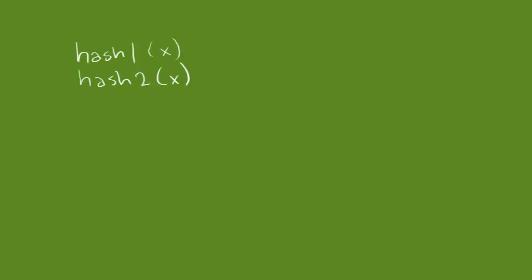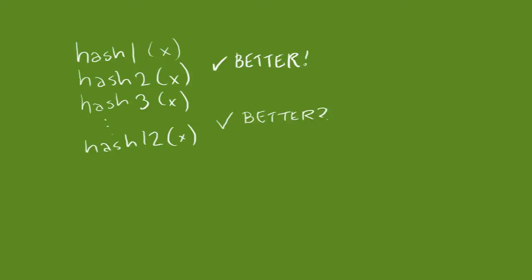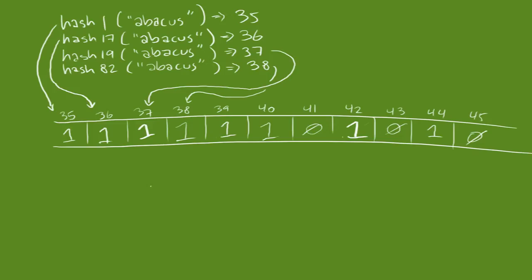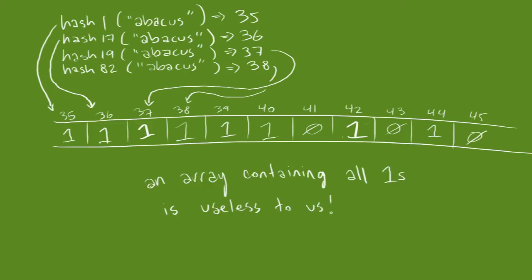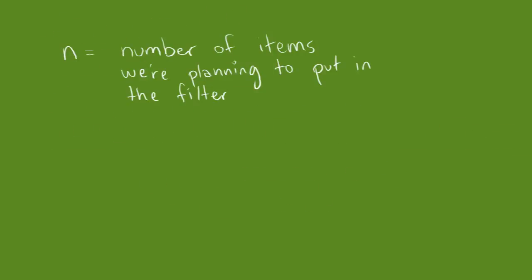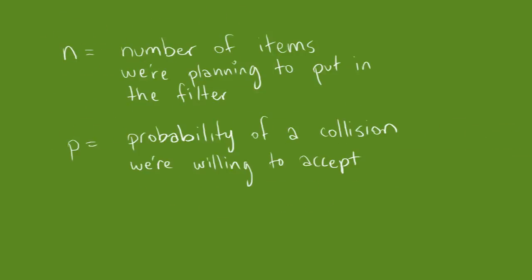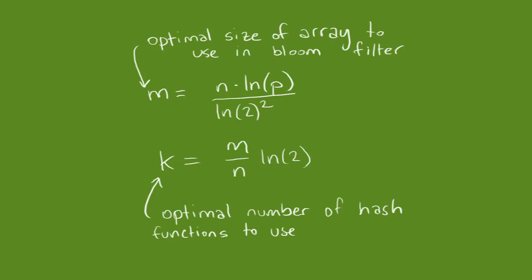So if 1 or 2 extra hash functions is better, why not use dozens of them, even hundreds of them? Well, there's such a thing as going overboard. If we set too many bits in our array, the chances of an unwanted collision start to go up again. There's a sweet spot based on the number of items we're planning to put in the filter and the acceptable probability of a collision. We can determine the optimal bloom filter size and number of hash functions to use using mathematics.